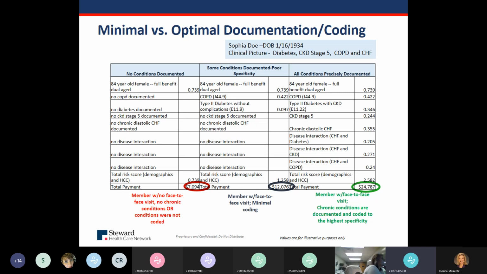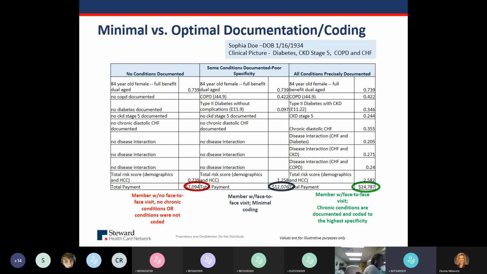Then you have the chronic diastolic CHF, which adds additional risk score. I'm not really going to go over the disease interactions. That's something that the payers do at the end of the year, and with congestive heart failure, it's more common in the Medicare population. Whenever there's a congestive heart failure and another comorbidity, they will add to the risk score on their own. But the provider doesn't need to link them. They just need to have been captured once at a visit throughout the year.